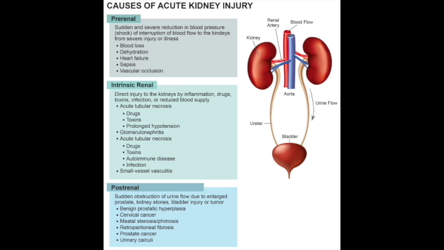For diagnosis of ATN, you want to do urinalysis: renal tubular epithelial cell casts and granular muddy brown casts, which are from sloughing off of the tubular cells into the nephrons. So for ATN, epithelial cell casts and granular muddy brown casts.